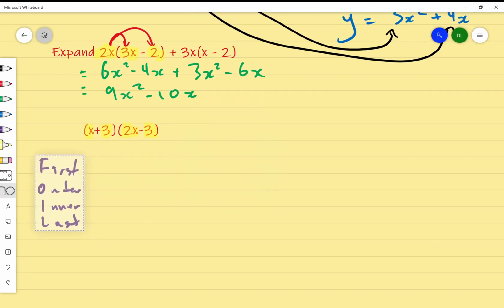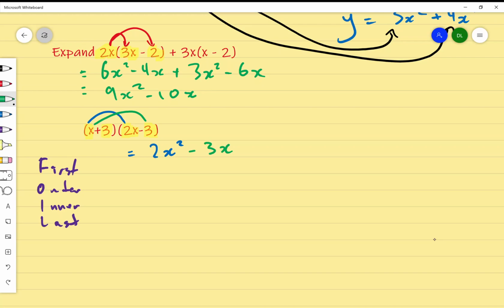Alright, so over here I'm going to multiply my first two terms. So x times 2x gives me 2x squared. I'm going to use different colors to show you guys, by the way. So that's first and second, outer, sorry. I multiply x by negative 3. So x times negative 3 gives me negative 3x.